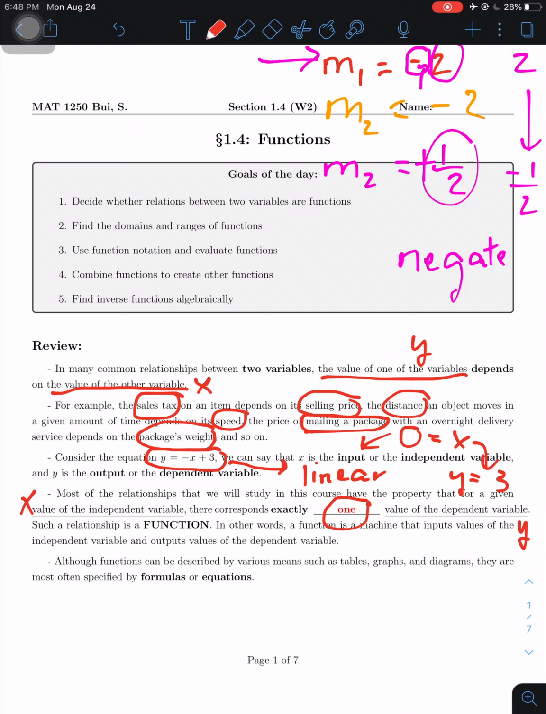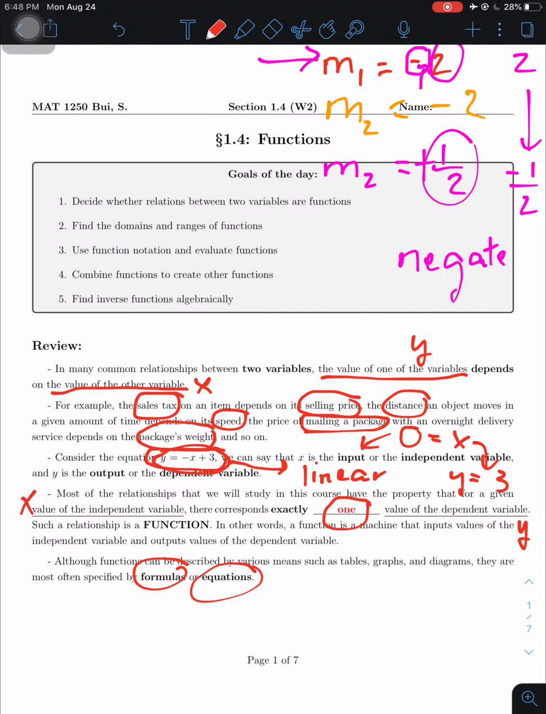Okay. Lastly, although functions can be described by various means such as tables, graphs, and diagrams, they are most often specified by formulas or equations. Equations are the ones with the equal sign, we know it. So this one in here is an example of an equation. Formulas in here are like the three formulas that we learned from 1.3.